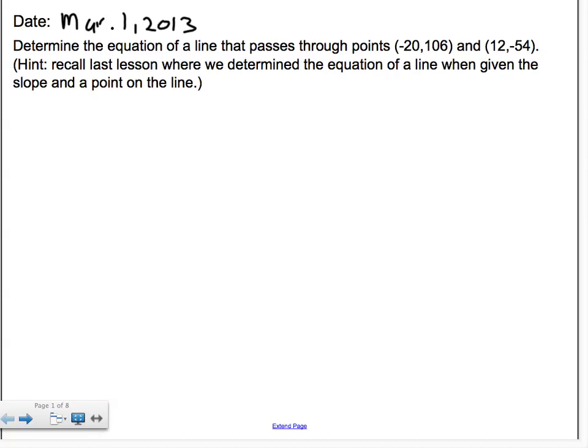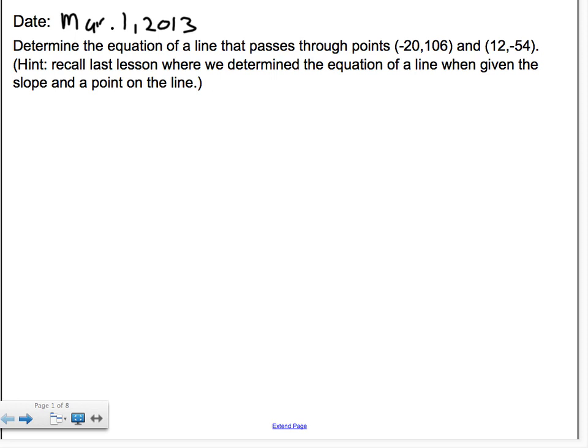Reminded from last class, we're given the slope and a point that the line passes through. What does the line passing through a point really mean? It means that point is part of that line. That point makes up that line. So that means the x and y coordinates fit in.